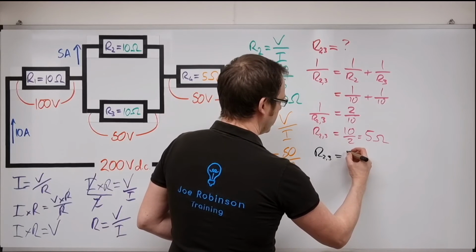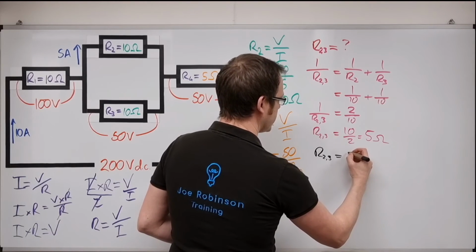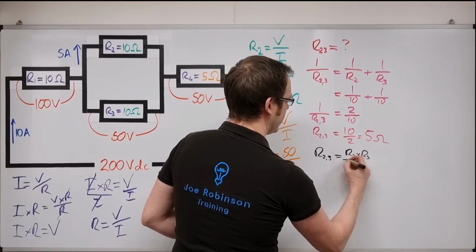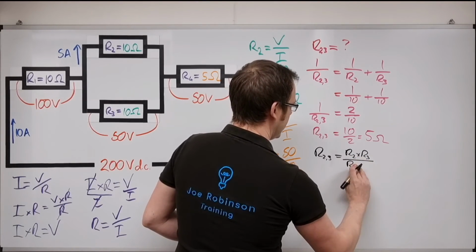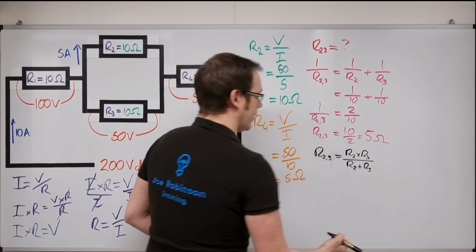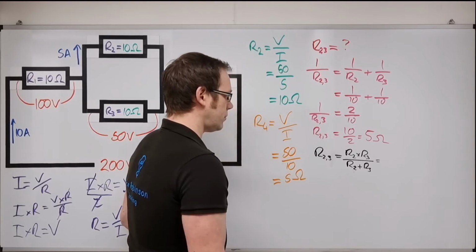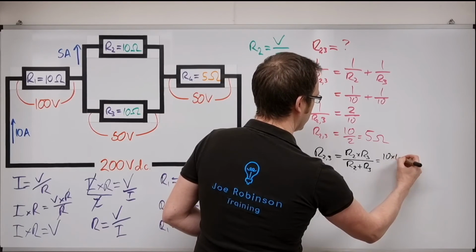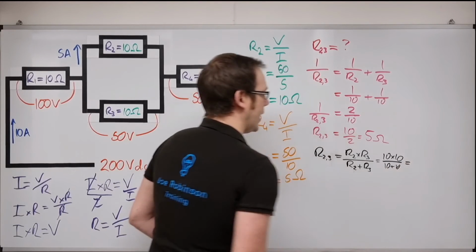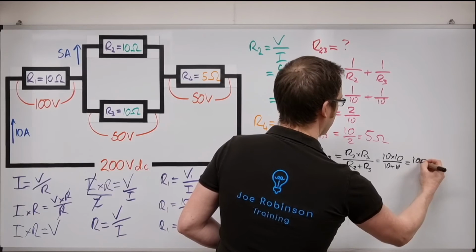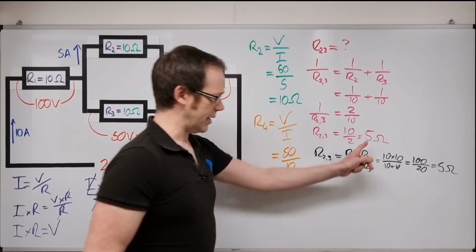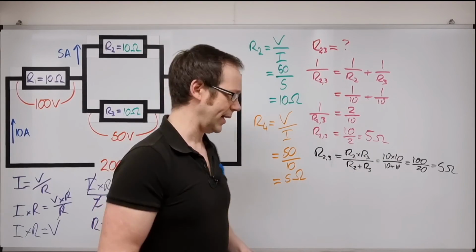We've got R2,3 is equal to product over sum, and that just means the numbers multiplied by each other divided by the 2 values added together. So in this case, that's going to give us 10 times 10 over 10 plus 10. And that's going to give us 100 over 20, which gives us 5 ohms. So we've got the same answer that we did before, so that method works, which is really good.